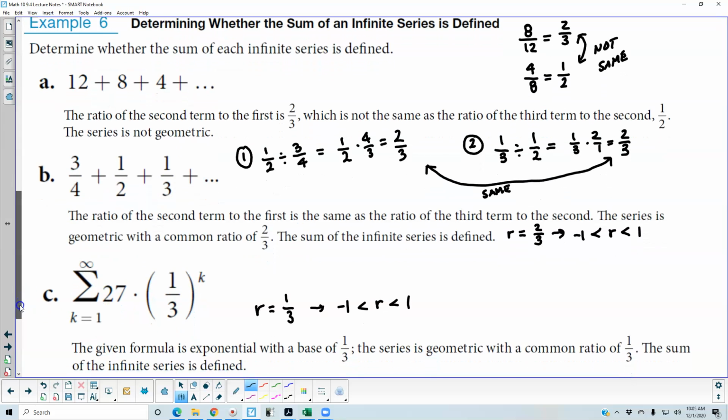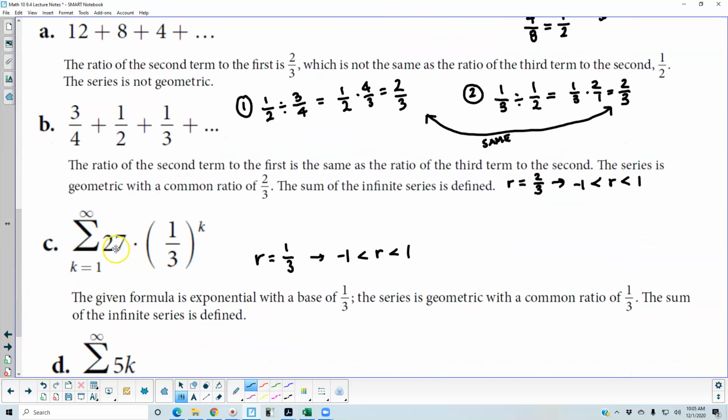Let's take a look at C. We have the formula 27 times 1/3 to the power of k, with k equal to 1 as the lower limit going to infinity. Now, 1/3 represents the ratio. The ratio is equal to 1/3, and therefore it is between -1 and 1. So the given formula is exponential with a base of 1/3, and since it's exponential, we can say that the series is geometric, and it has a common ratio of 1/3. And so the sum of the infinite series is defined.